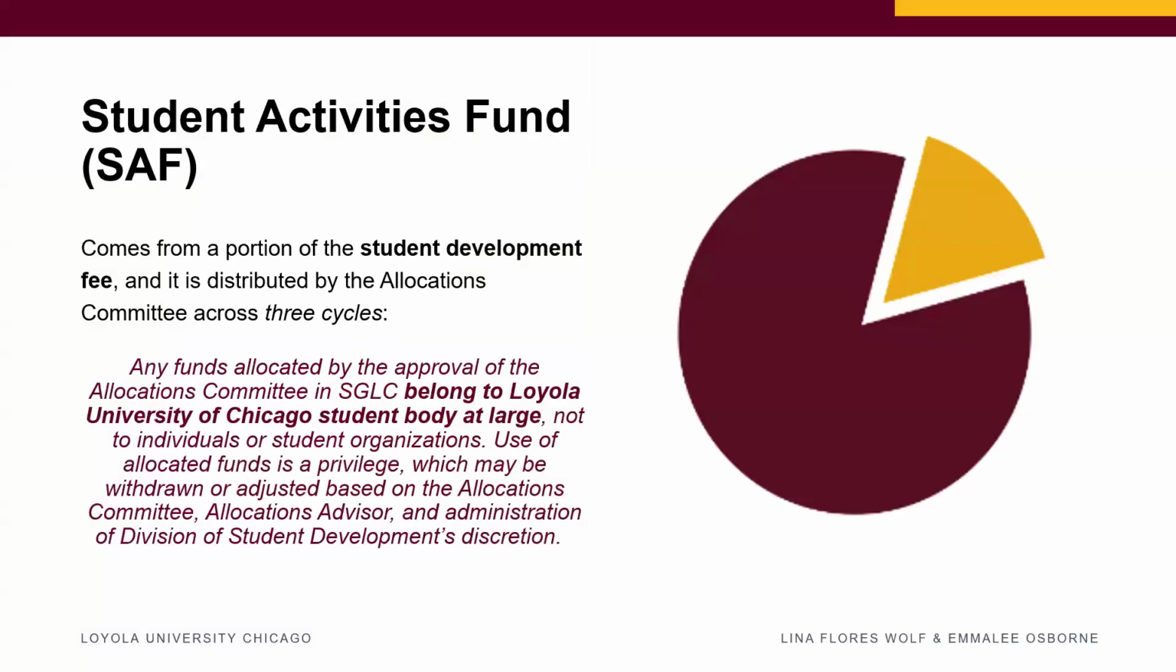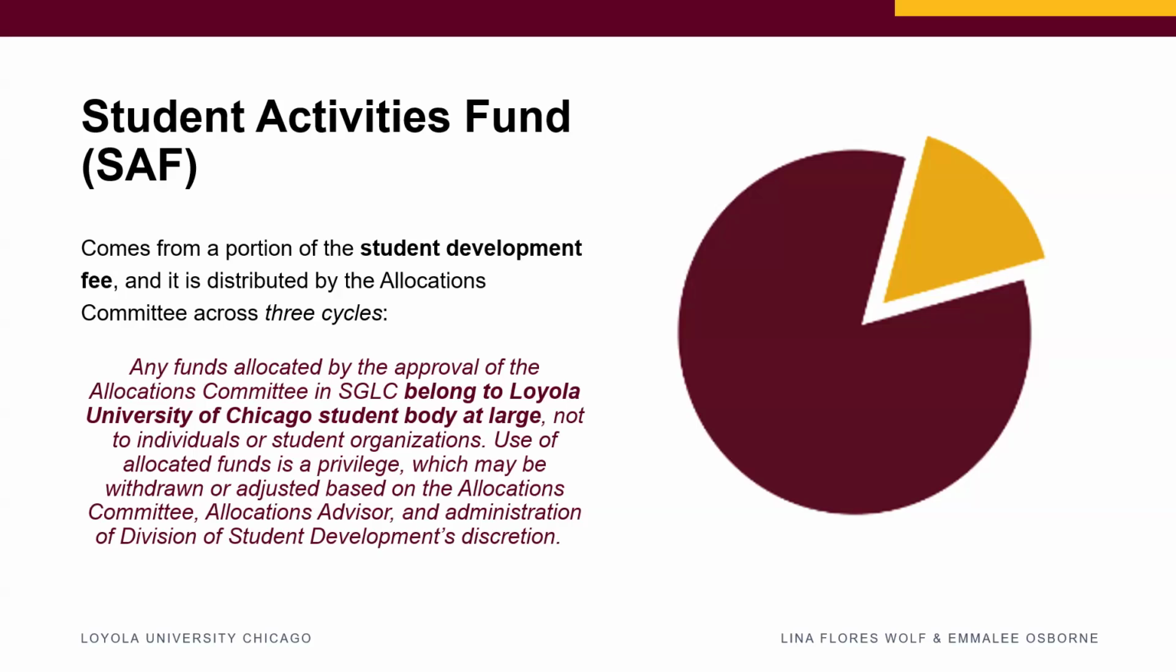Like I mentioned before, the Student Activities Fund comes from a portion of the student development fee, and it is distributed by the Allocations Committee across 3 cycles. So any funds that are allocated by the approval of the Allocations Committee belong to the Loyola University of Chicago student body at large, not to individuals or student organizations. So what I want to highlight in this is that when you have funding that is distributed by allocations for student activities funded events, these events need to be for the student body.